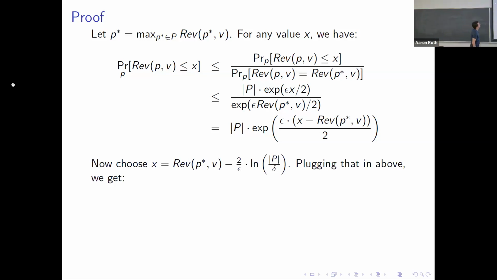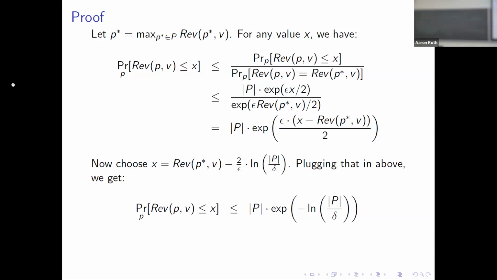And if I just choose the value of x for which I want to prove the theorem, I want to prove that with high probability, I get revenue that is at least the optimal revenue minus 2 over epsilon times log of p over delta, and plug that in here. Well, what happens? The optimal revenue cancels out.